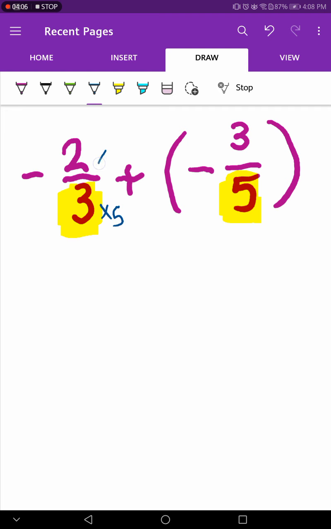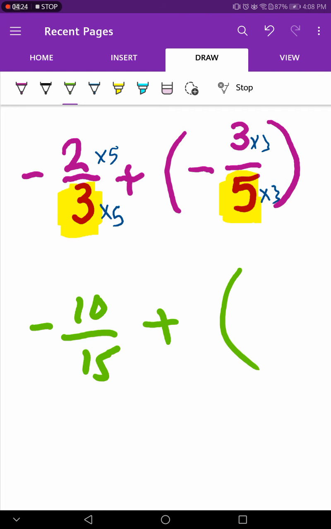And what we do down, we have to do up. So here by 5 and up by 5, and here by 3 and up by 3. So we have new fractions now. We have to rewrite: negative 10 over 15 plus negative 9 over 15.